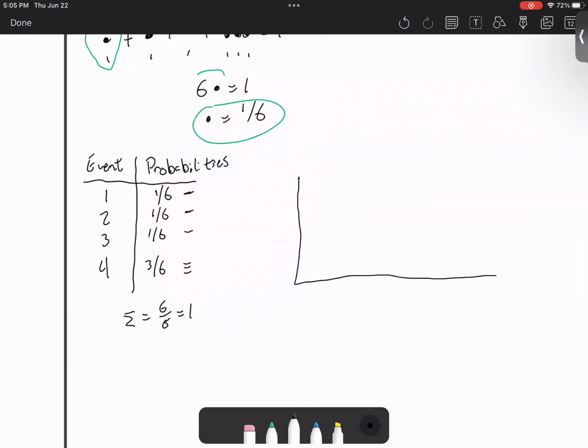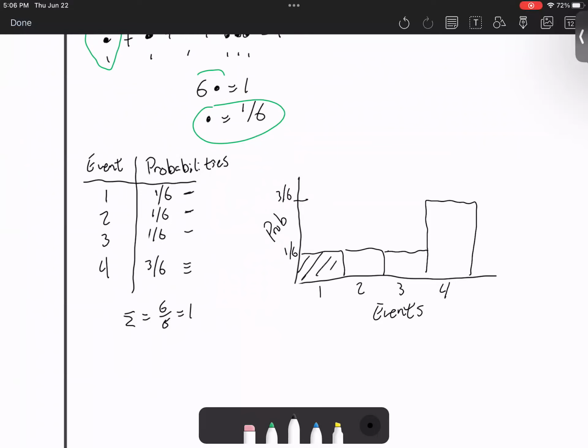If we view this probability distribution as a histogram, which is very helpful, the heights will be our probabilities. Our events are given to us on the x-axis, 1, 2, 3, or 4. And the 1, the 2, and the 3 all get the same probability of 1/6. The 4 is 3 times higher than that at 3/6 or 1/2, right? And the area underneath this distribution should be equal to 100% or 1.